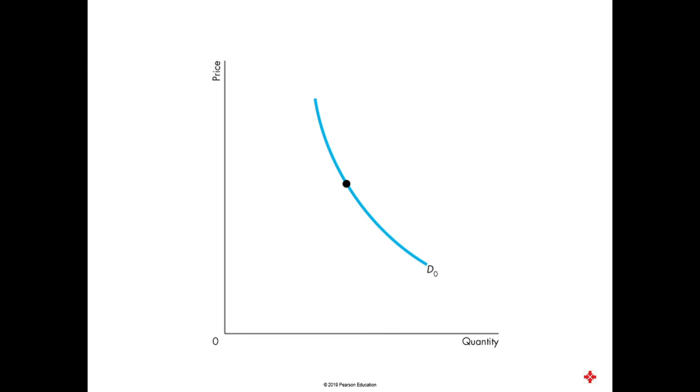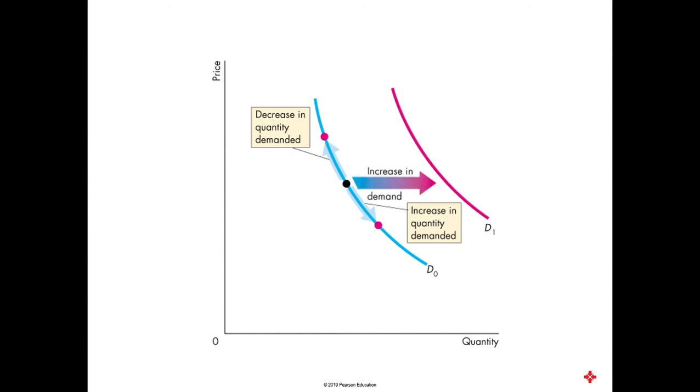So this is what a demand curve looks like. If price goes up, we're going to see a decrease in quantity demanded. If we see price go down, we're going to see an increase in quantity demanded. So with changes in price, we have a movement along the curve. Now, if we see a change in one of those factors that we just discussed, population, preferences, income, etc., if we have an increase in demand, demand is going to shift to the right. If we have a decrease in demand, it shifts to the left.